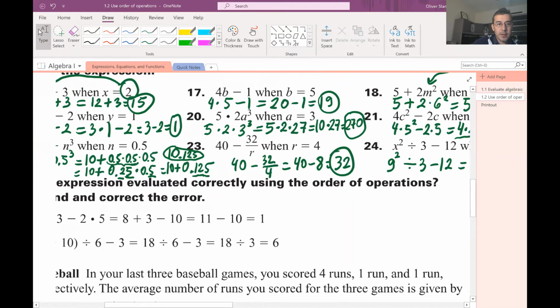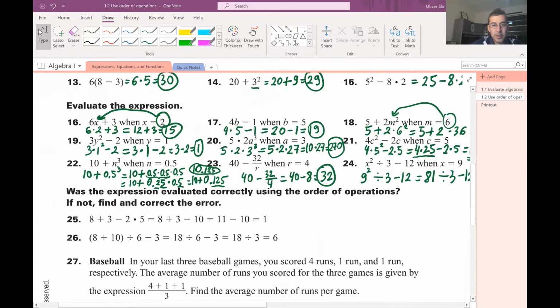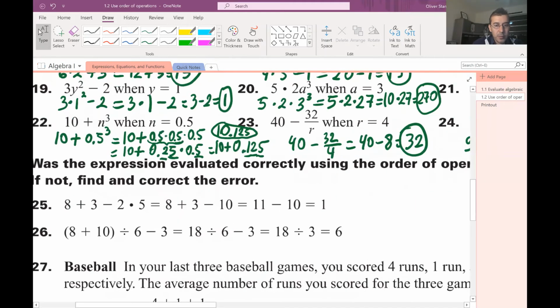Next is evaluate: was the expression evaluated correctly using the order of operations? If not, find and correct the error. All right, so for the first one, let's look at 25. We have 8 plus 3 minus 2 times 5. In this expression, we have addition, subtraction, and multiplication. Multiplication is the operation that's going to be done first. So 2 times 5 is 10. So this is correct. And then we have addition and subtraction, so left to right. 8 plus 3 is 11 minus 10. So this is correct.